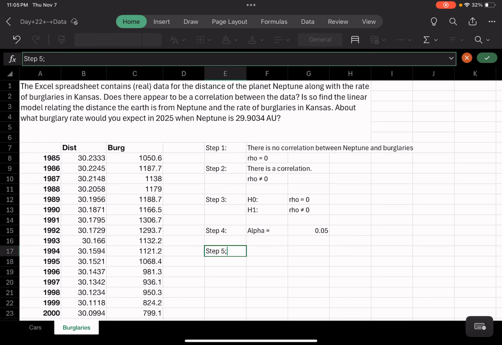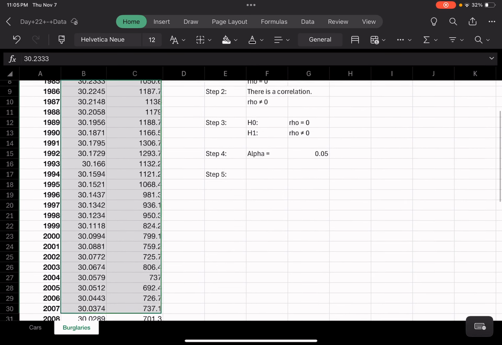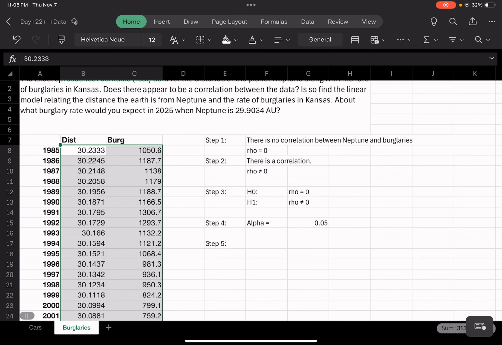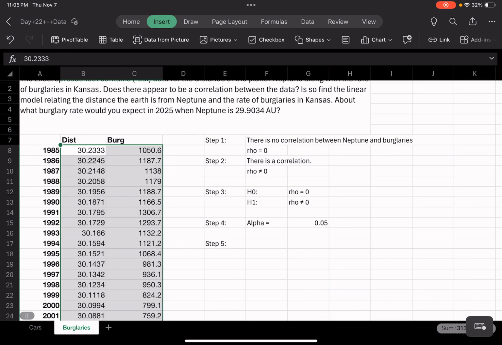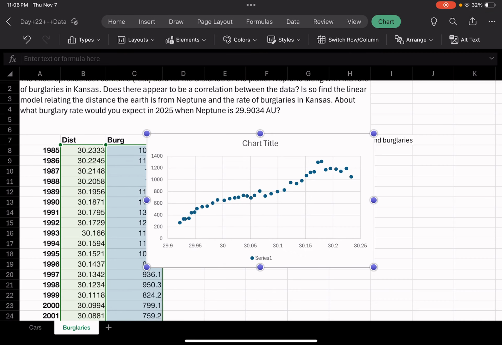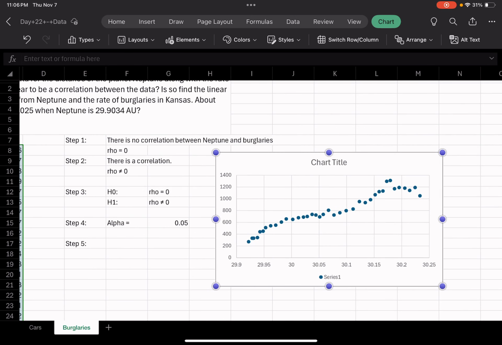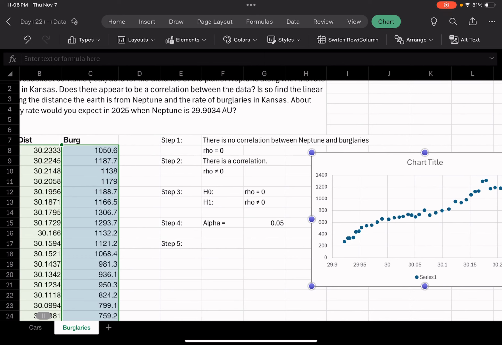Step 5, test statistic. Okay, now before I even do that, I'm going to plot this and see what it's like. I selected the data. I go to Insert. I go to Charts. I go to Scatter. This one. Okay, well, interesting. It seems to make a pretty good continuous curve. It's very interesting how well it lines up. But is it statistically significant? Or a fluke? Or what?